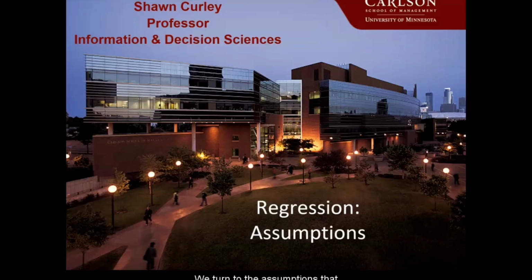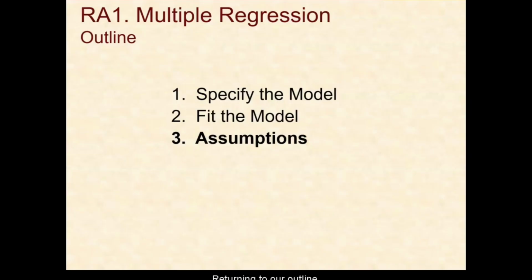We turn to the assumptions that underlie the model fitting that we have seen and the inferences that we will see within regression analysis. Returning to our outline, we've discussed steps 1 and 2. In step 1, we specify the model, describing what we believe are the relationships between y and the predictors x. The model is a proposal about the process and how it's operating. In step 2, we fit the model using sample data. We identify the relationships between y and the predictors for our sample based on our specified model.